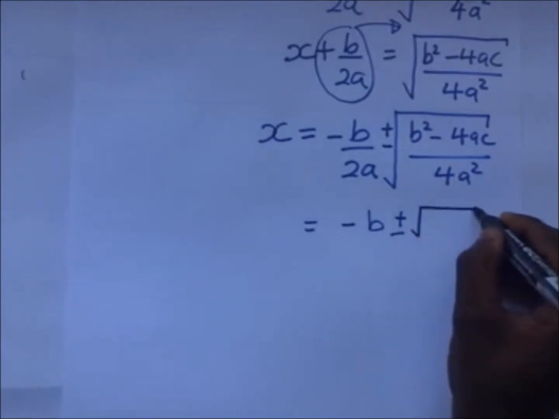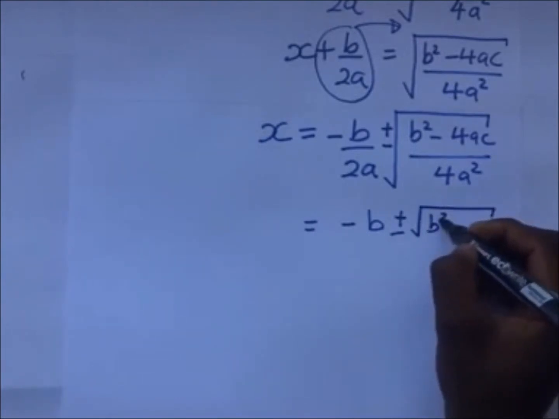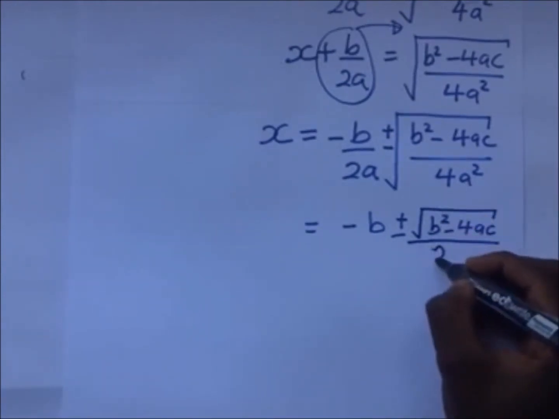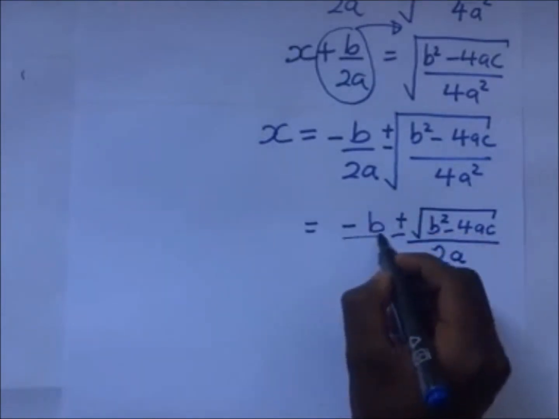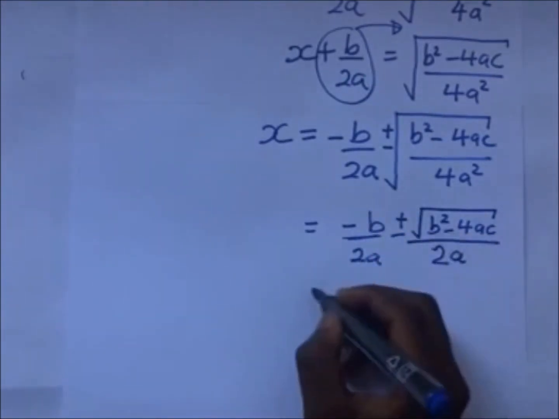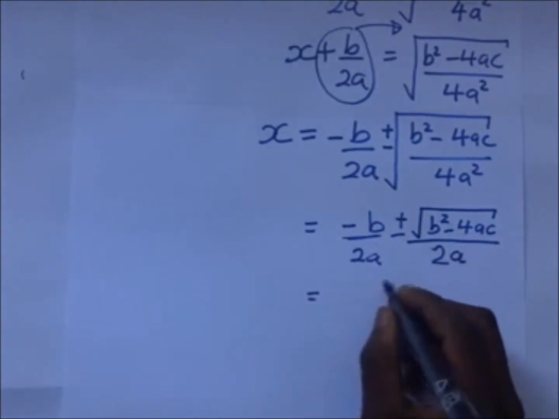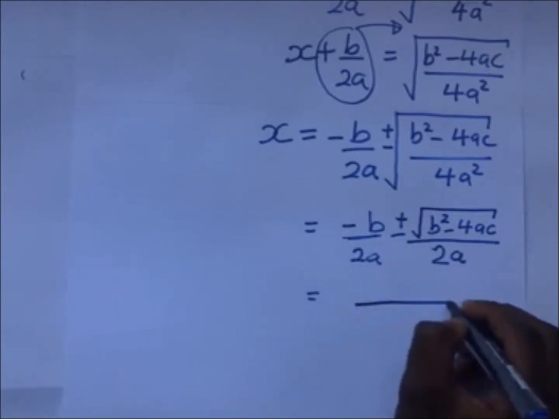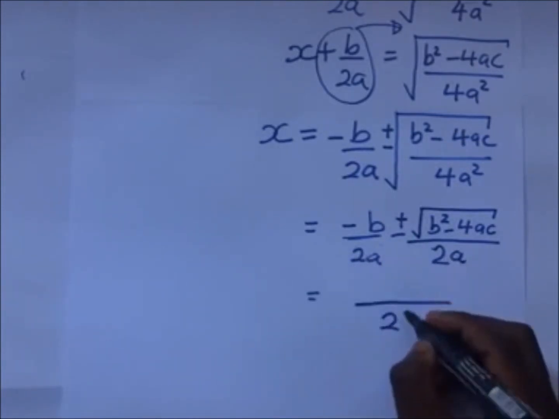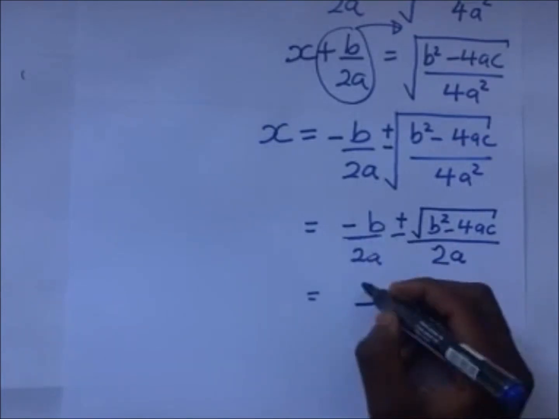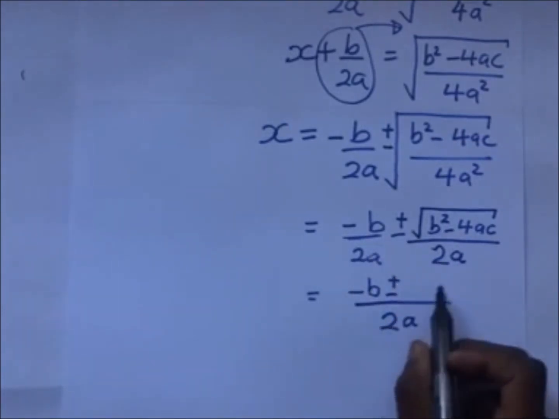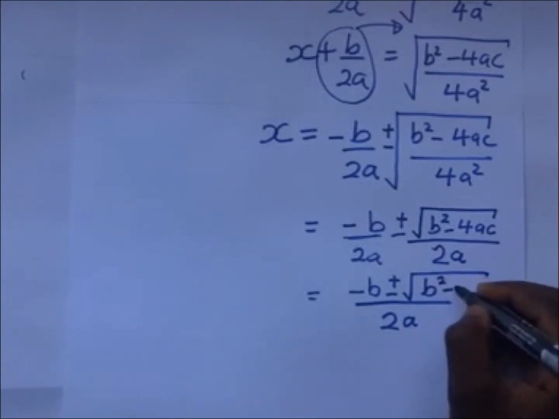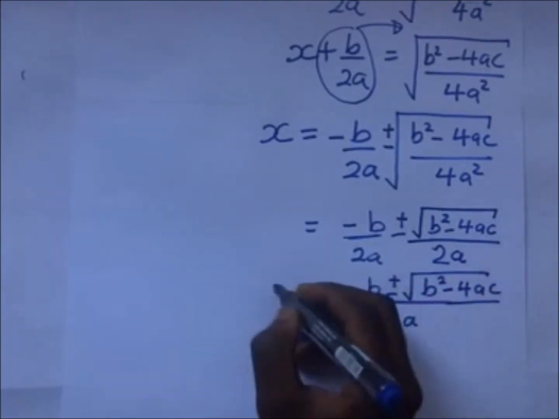So what we remain with is the square root of b squared minus 4ac, divided by 2a, because the square root of 4 is 2 and the square root of a squared is a. And of course here, when we add, this is either plus or minus. To simplify this further, the LCM is 2a. 2a divided by 2a is 1, 1 times negative b is negative b, plus or minus 2a divided by 2a is 1, 1 times the square root of b squared minus 4ac. That is going to become x.